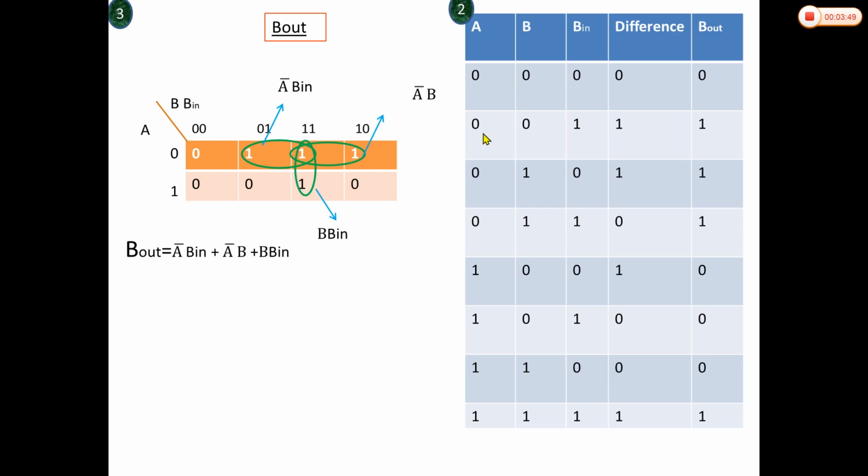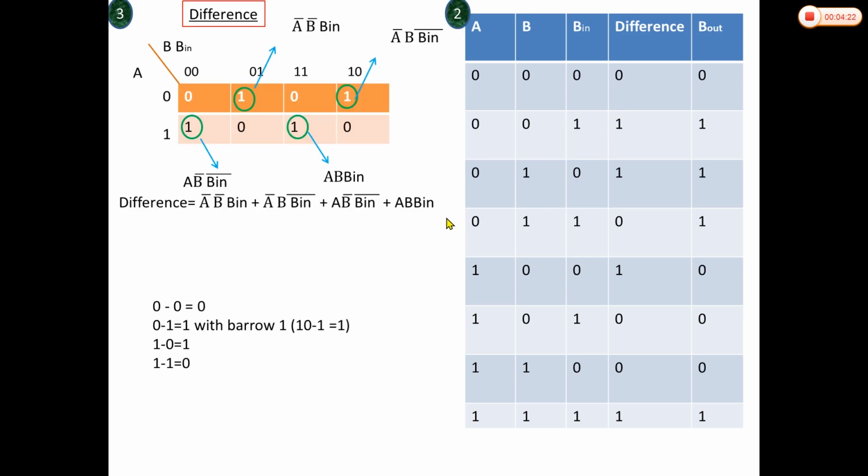After writing the truth table, you have to write the minimized Boolean expressions by using K-maps or Boolean algebra. Here we write the minimized Boolean expression by using the K-map. Here inputs are 3 inputs. So here we have taken the 3 input K-map, that is A, B, B in. Here the difference outputs are one for 0, 0, 1, and 0, 1, 0, 1.